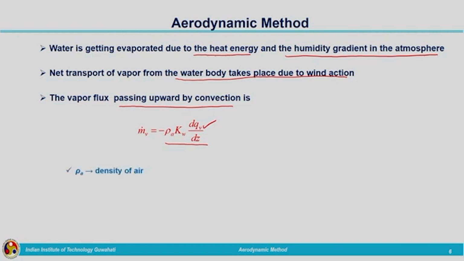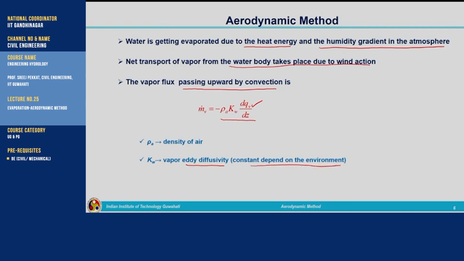Here rho_a is the density of air, k_W is the vapor eddy diffusivity. This is a constant depending on the environment. Here we will be considering k_W to be constant. Then we know dQ_v by dz, that is the specific humidity gradient. Q_v is the specific humidity.